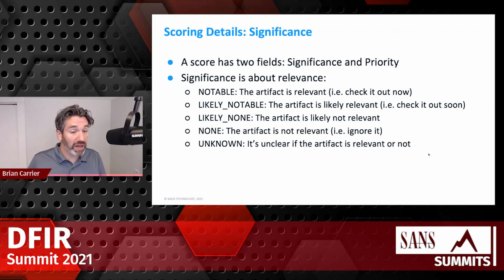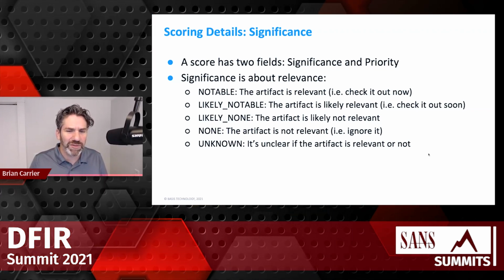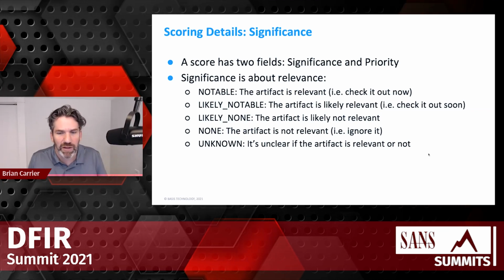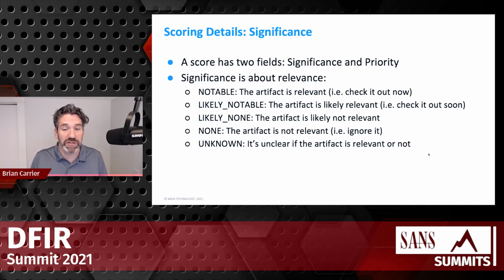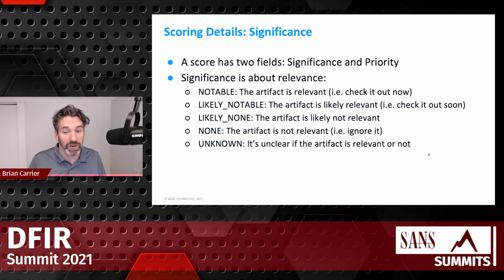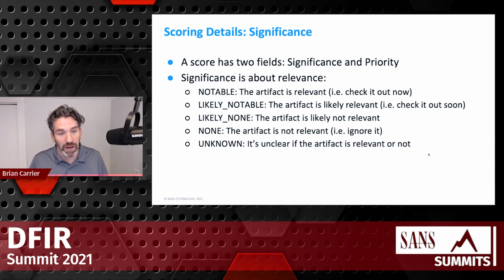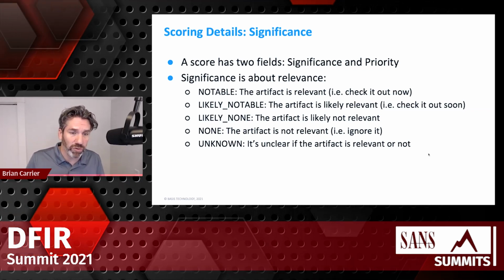Then we have likely none, meaning it's probably not relevant, but it's hard to know, right? It's probably not, but it's not a baseline. It's not 100% guaranteed that it's actually good. And then we have none, meaning that the artifact is not relevant, i.e. ignore it. So you may notice we have a bunch of terms around here of relevant and notable and not.